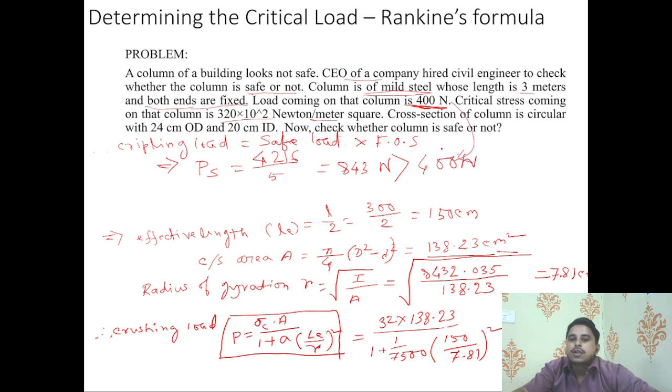So in this context, we can conclude and say to the CEO of the company that the column is absolutely safe, because it can take twice the load which is actually present in the system. So you can conclude the column is safe.